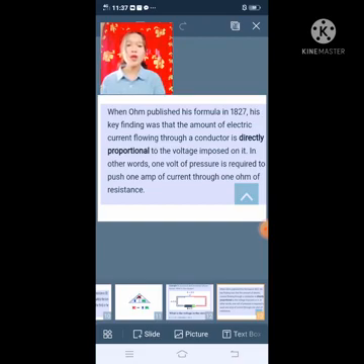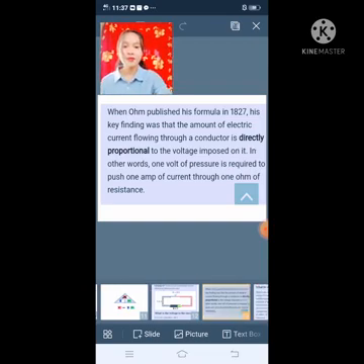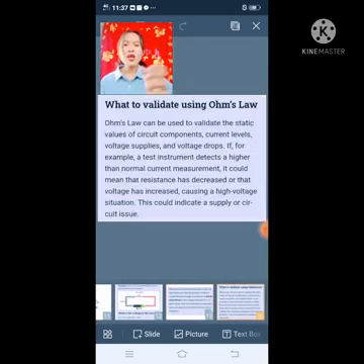So, when Ohm published his formula in 1827, his key finding was that the amount of electric current flowing through a conductor is directly proportional to the voltage imposed on it. In other words, 1 volt of pressure is required to push 1 amp of current through 1 ohm of resistance. So what to validate using Ohm's law?